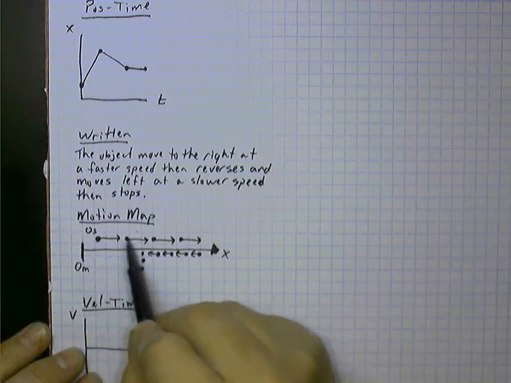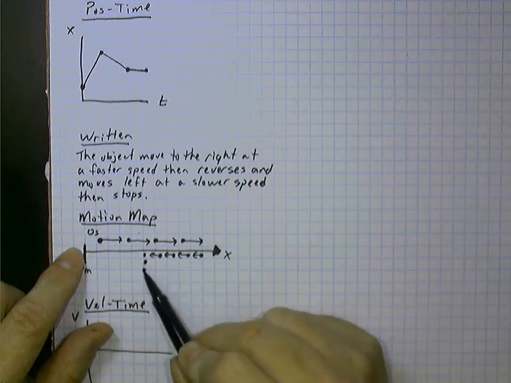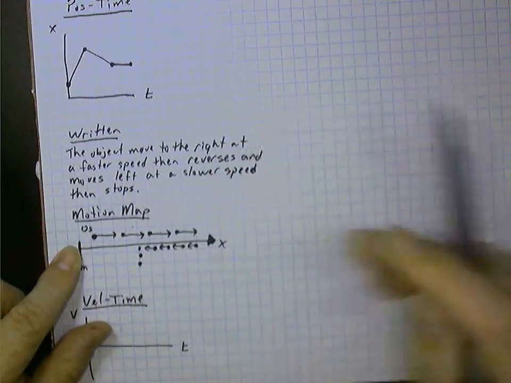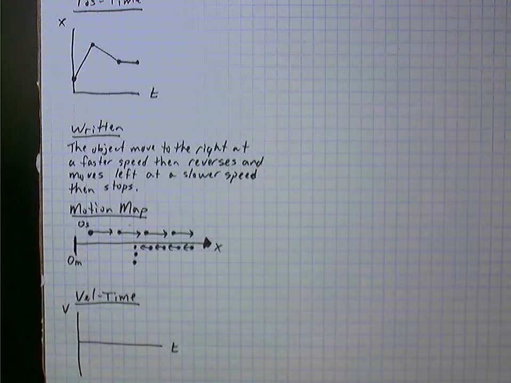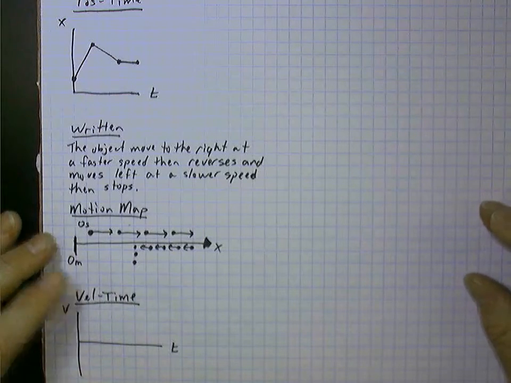If I draw above the number line or below the number line, or go up or down when I'm drawing these dots, it doesn't really matter. It's not important if I'm above or below that line or moving up or down. What matters on the motion map is that I'm going left and right, how far apart the dots are, and how big the arrows are.